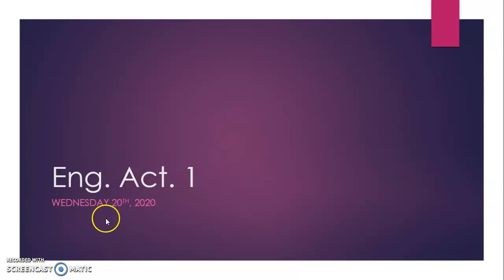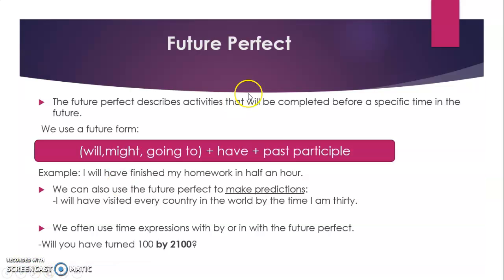Okay, so let's go with the next. Here, I wanted you to review the future perfect tense. So remember what is the structure that we are using here. You can use the auxiliary will, may, or you can use going to plus have. It doesn't matter if you have a singular pronoun as he, she, or it. You need to use have plus the past participle.